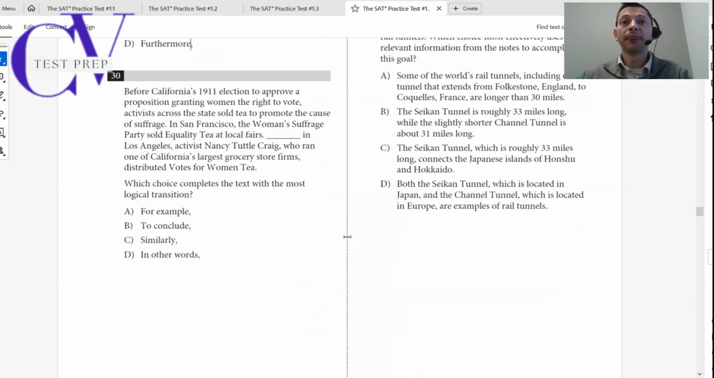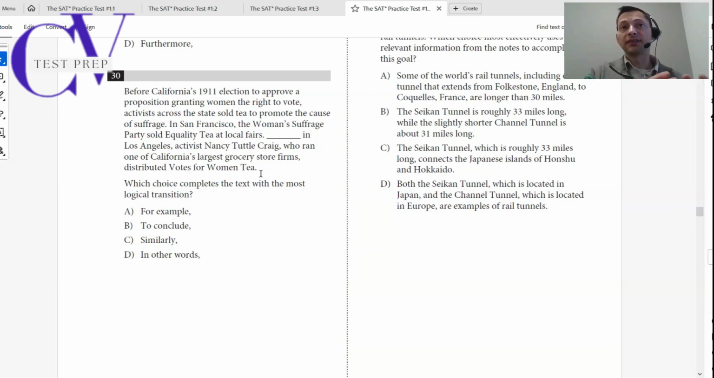All right, let's do a next one. Number 30. Before California's 1911 election to approve a proposition granting women the right to vote, activists across the state sold tea to promote the cause of suffrage. Okay, so before women got to vote, activists sold tea to promote the cause of suffrage. In San Francisco, the Women's Suffrage Party sold equality tea at local fairs. In Los Angeles, activist Nancy Craig, who ran one of California's largest grocery firms, distributed votes for women tea.